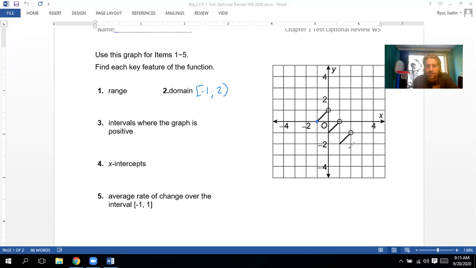Now range is how low to how high. The lowest point I see on the graph is here at -2. And the highest point I see on the graph is right here at 1. And that's an open dot, so we will use a rounded bracket.